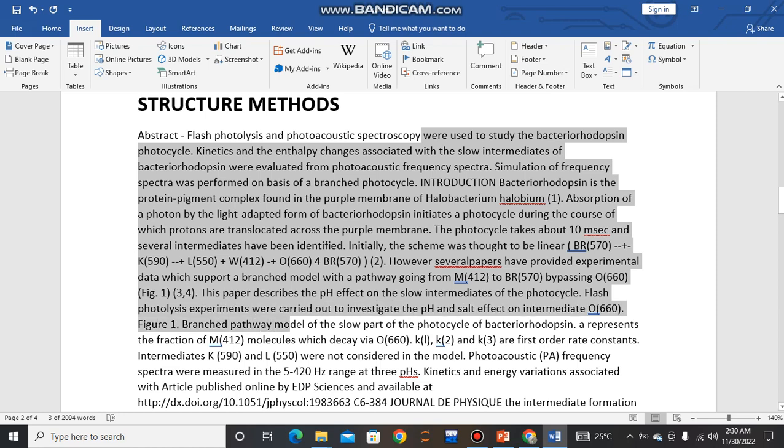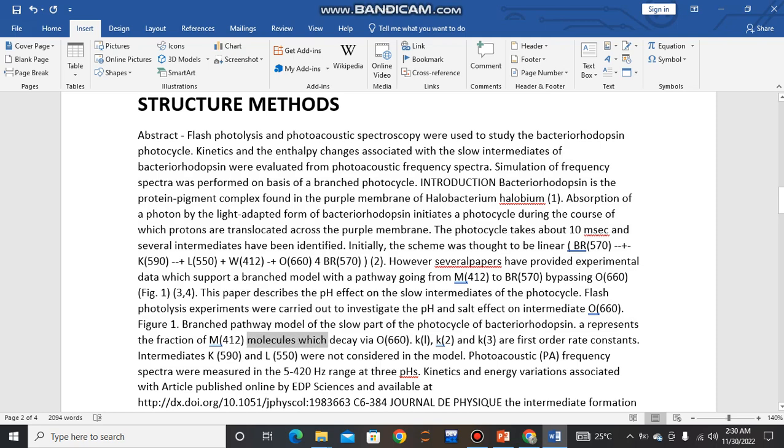The branched pathway model of the slow part of the photocycle of bacteriorhodopsin represents the fraction of M412 molecules which decay via O660, with K1, K2, K3 as first order rate constants. Intermediates K590 and L550 were not considered in the model.